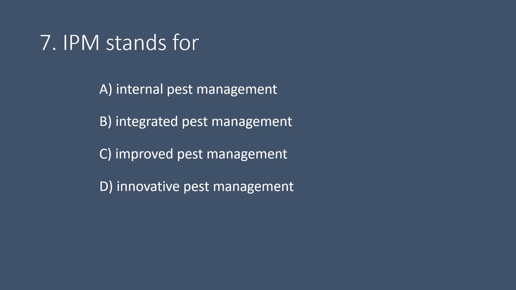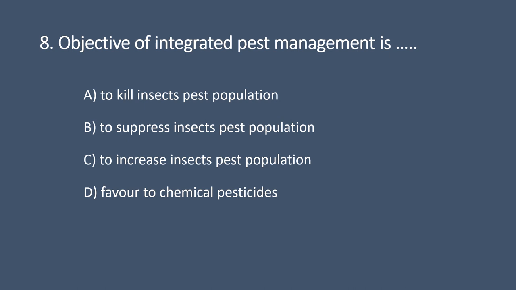IPM stands for? Options are internal pest management, integrated pest management, improved pest management and innovative pest management. IPM stands for integrated pest management. Next, objective of integrated pest management is? Options are to kill the insect pest population, to suppress the insect pest population, to increase the insect pest population, and to favor chemical pesticides. IPM's objective is to suppress the insect pest population, not kill insect pest.